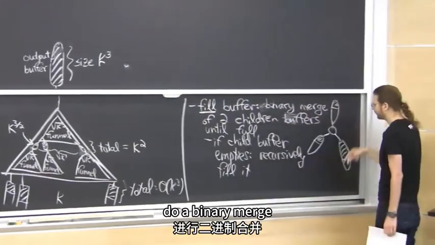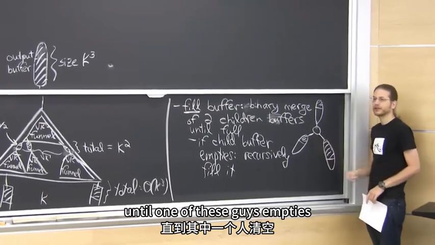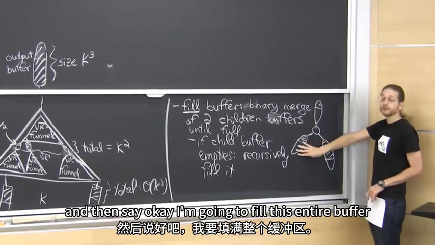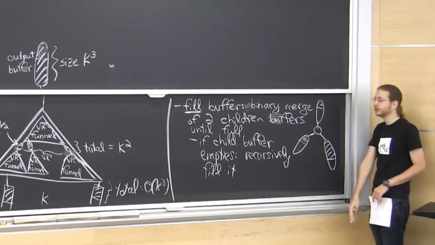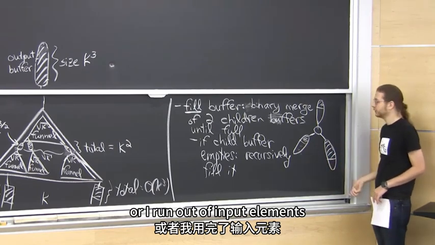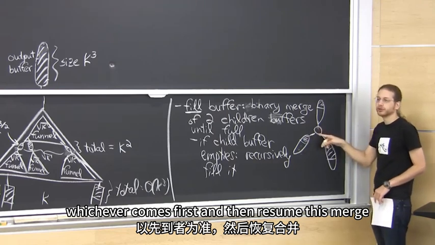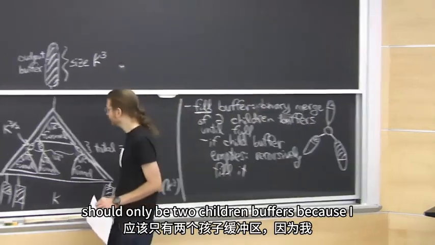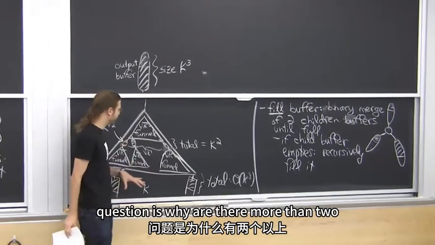Do a binary merge. This is going to be nice because it's like two scans until one of these guys empties. And then you pause this merge and then say, okay, I'm going to fill this entire buffer, which will recursively do stuff until it's completely full, or I run out of input elements, whichever comes first, and then resume this merge. Question? Are there more than two child buffers? Should only be two children buffers.